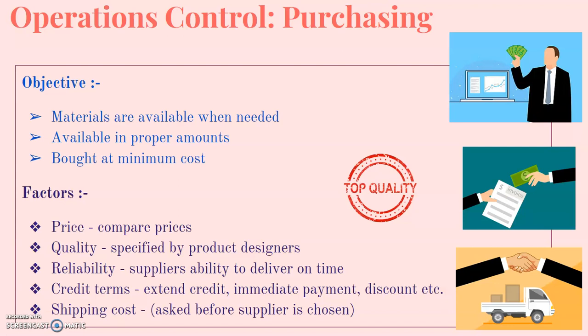And then credit terms. This is the payment. If the supplier can give you time to pay, or a discount, it will be very nice. Or sometimes you extend the credit because you don't have money to pay. And the last one is shipping costs. This is like when you buy from an online platform. You need to pay the shipping cost, which you need to agree on before you make the purchase.